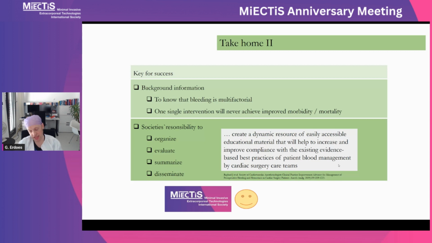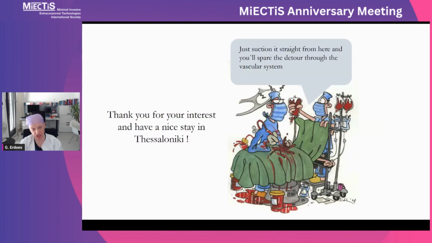And we discussed it, or you discussed it previously, the societies are also responsible to organize, evaluate, summarize, and disseminate knowledge with minimal invasive circuits, and also with treatment of bleeding of patients undergoing cardiac surgery. So thank you very much for your attention, and have a nice day in Thessaloniki.